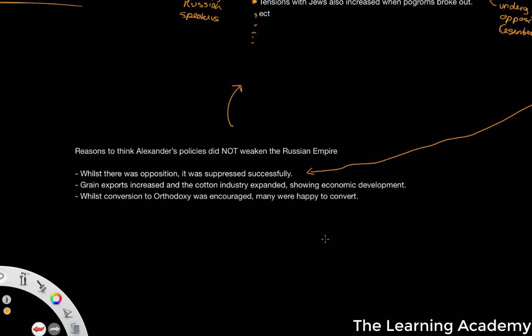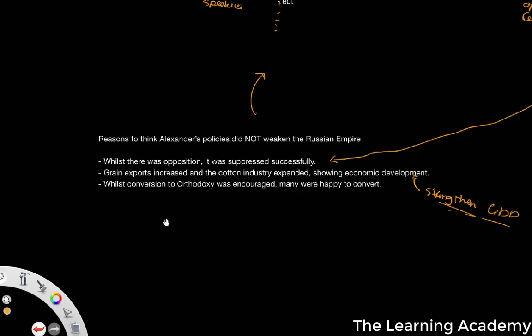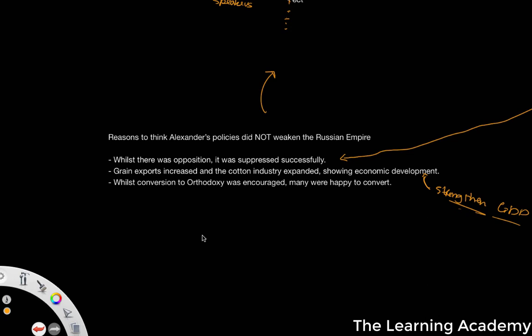Again, that's something that's going to strengthen the Russian Empire. It would strengthen GDP. And when you strengthen GDP, everyone is happy, basically, is my very, very basic understanding of macroeconomics. So, anyway, whilst conversion to Orthodoxy was encouraged, people were happy to convert. That's a general understanding. You think about it, 75,000 people in the Baltics, we'll say, converted. They happily converted.